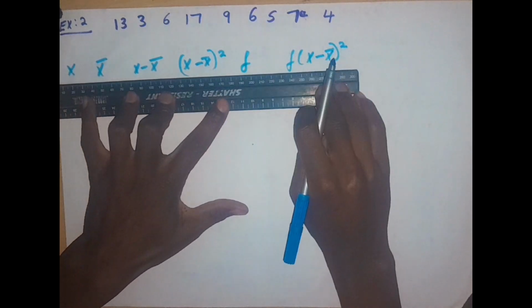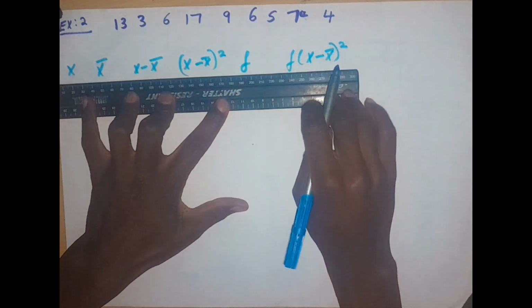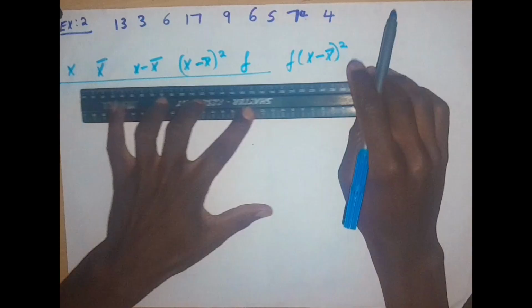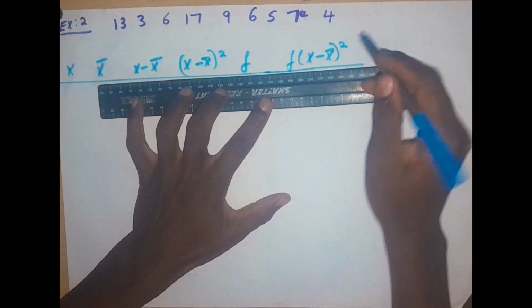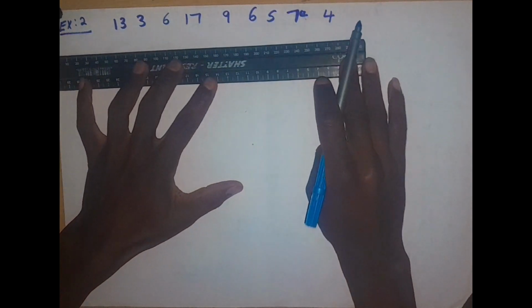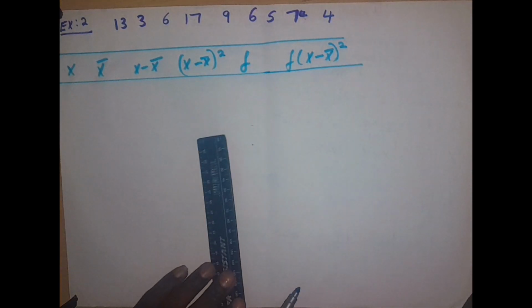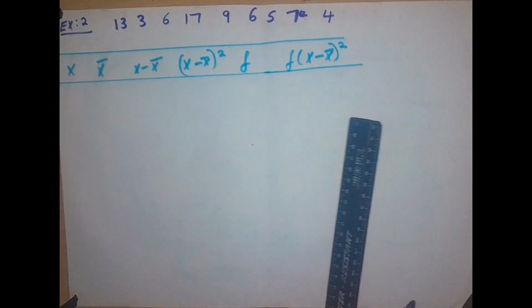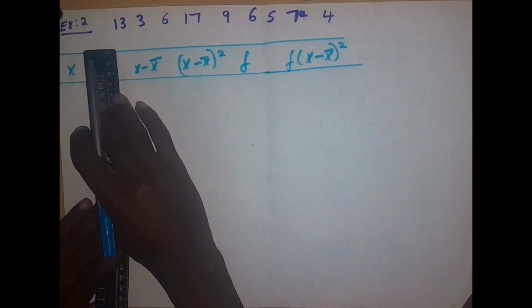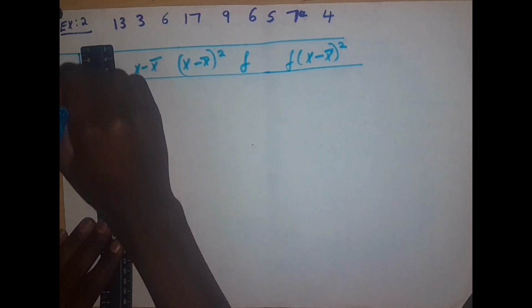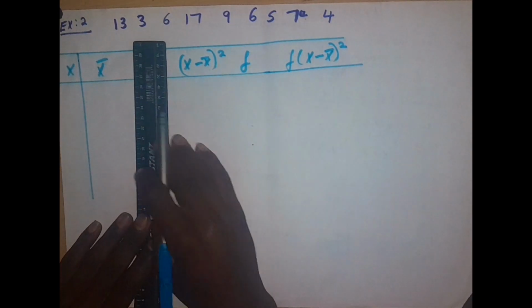Why did I add these two columns? I've added them because I'm having a repeated number here, which is 6. So wherever we have repeated numbers in the data set and you need to find the variance and the standard deviation, you add these two columns. That's the difference from the first example, where we were not having repeated numbers.